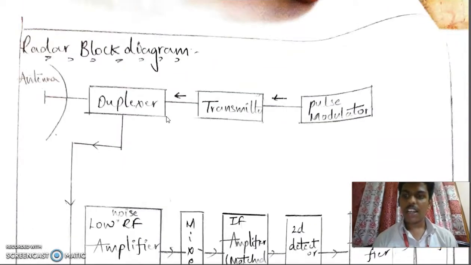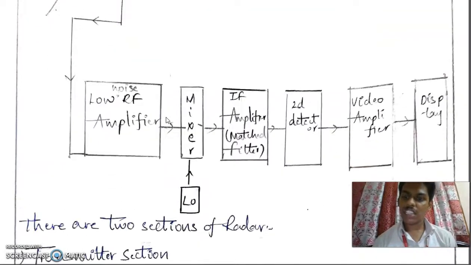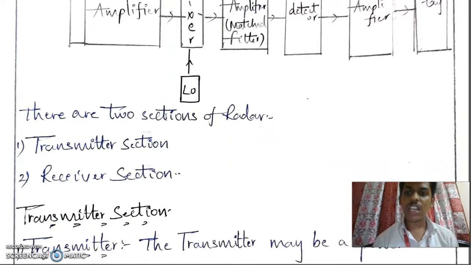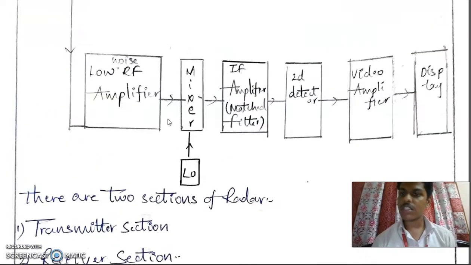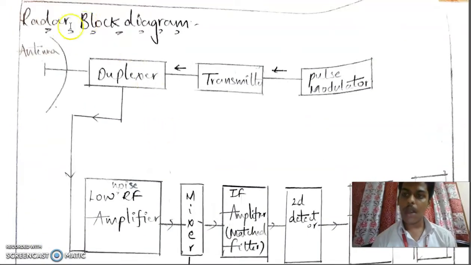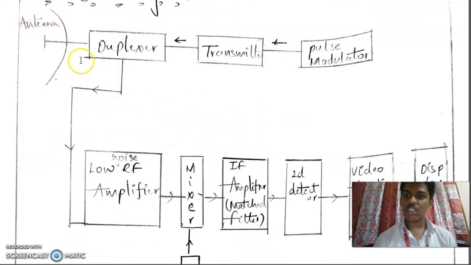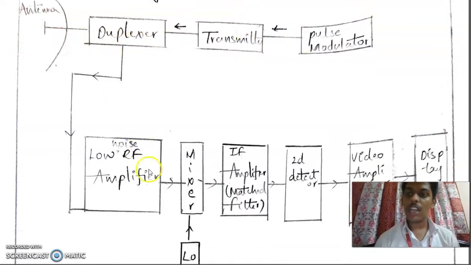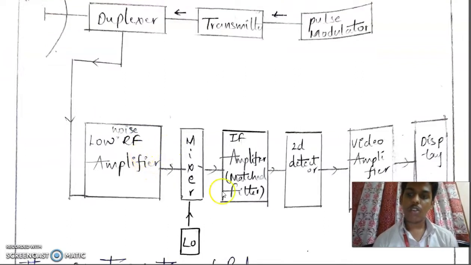Next, coming to the radar block diagram. In this radar block diagram, as we discussed, there are two sections of radar. One is the transmitter section and the other is the receiver section. In the block diagram, the upper part shows the transmitter section and the lower part shows the receiver section. In the transmitter section, we have the duplexer, transmitter, pulse modulator, and the transmitting antenna. In the receiver section, we have the low noise RF amplifier, mixer along with the local oscillator, IF amplifier, second detector, video amplifier, and display.